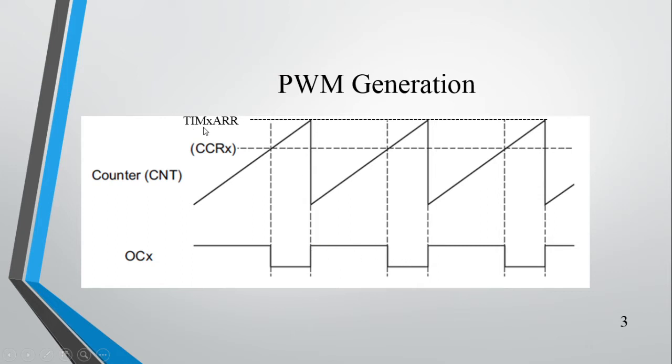So by changing the value stored in the auto reload register, we can vary the PWM time period, and by modifying the value stored in capture compare register X, we can modify the duty cycle. So these are the two registers used for storing the time period and duty cycle or on time for PWM generation.